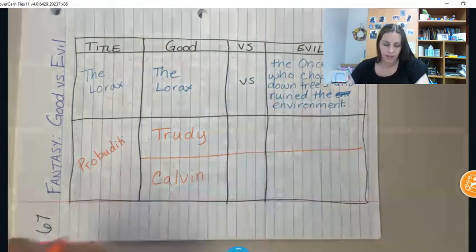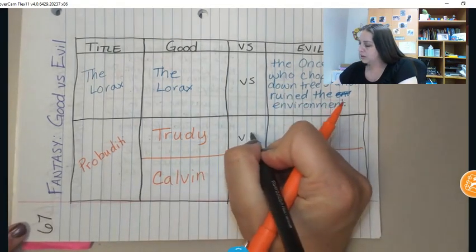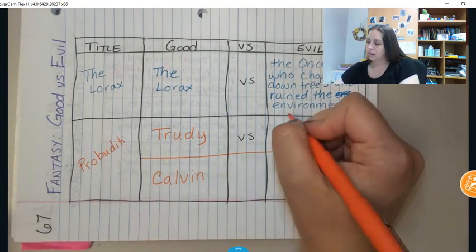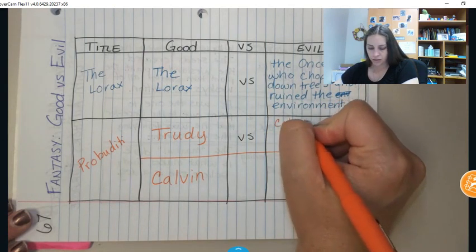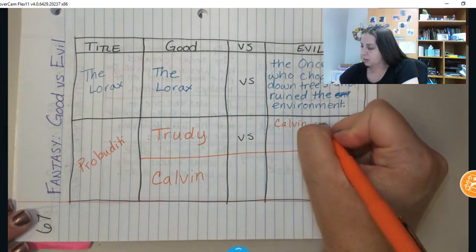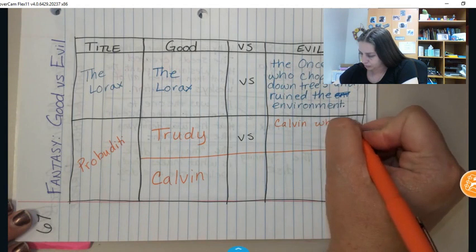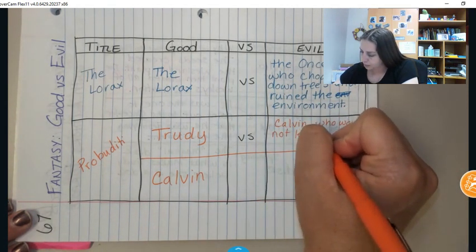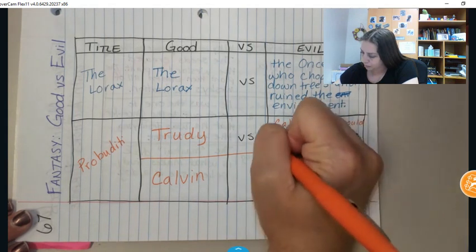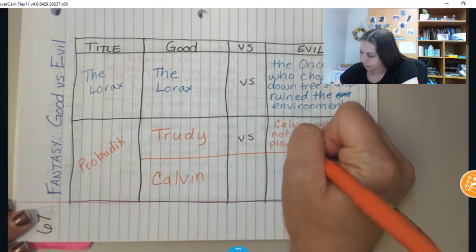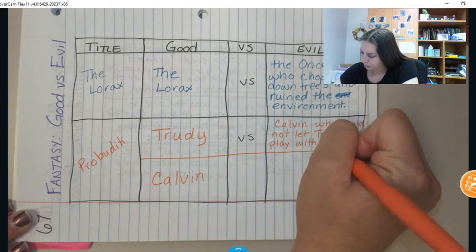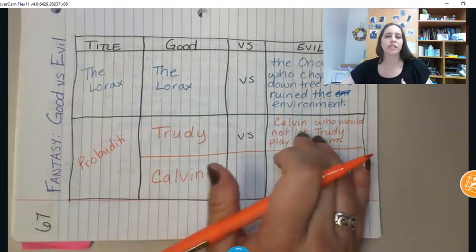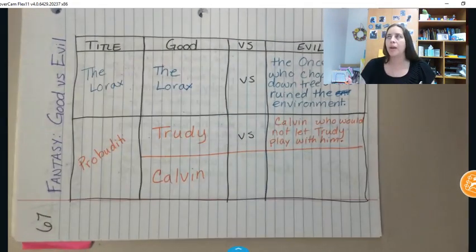And she was up against, versus, Calvin, who would not let Trudy play with him. So we have Trudy, who's up against Calvin. Trudy versus Calvin. Calvin wouldn't let Trudy play with him.